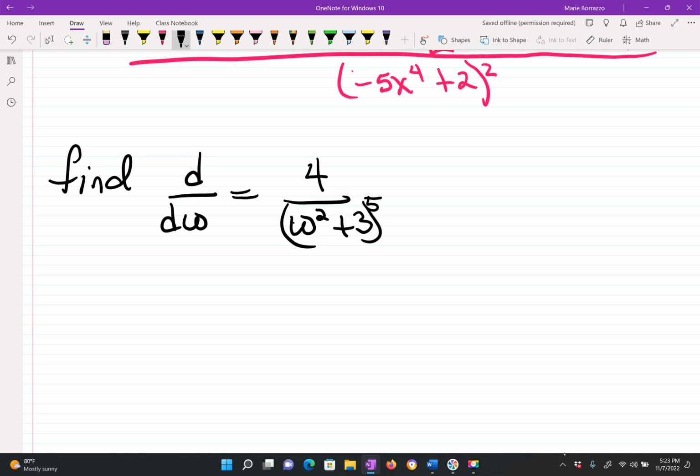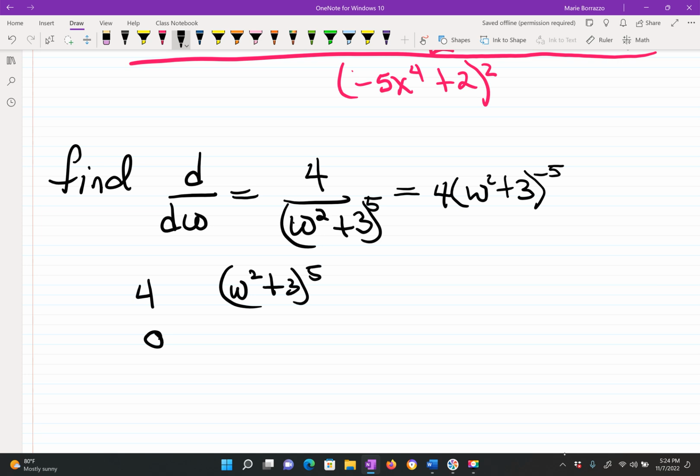On this one, how many of you are trying to do 4 times (w squared plus 3) to the negative 5th? How many of you are going that route? Good, because think about it. If you do this route, you're going to go 4, 0, right? And over here, you're going to have (w squared plus 3) to the 5th.